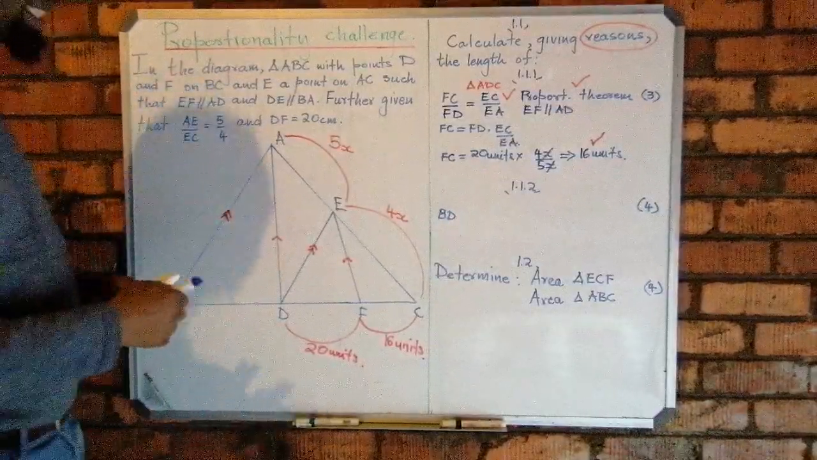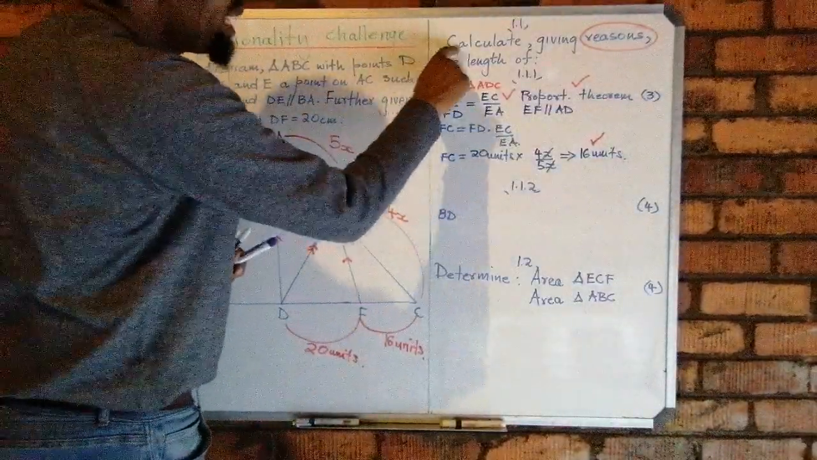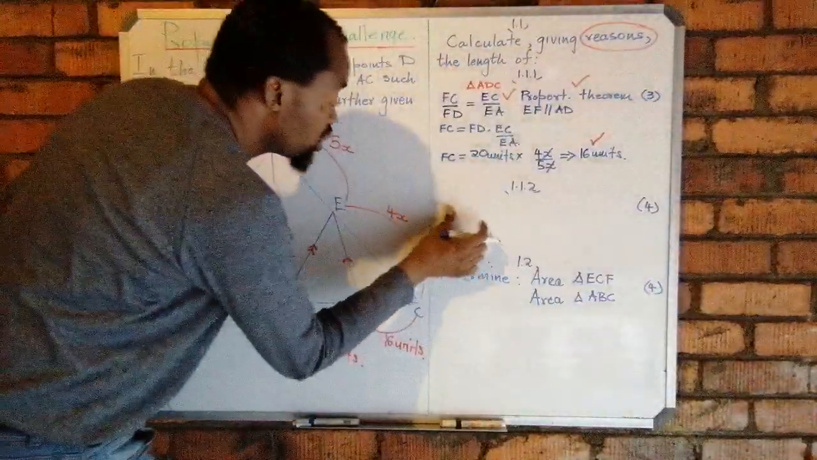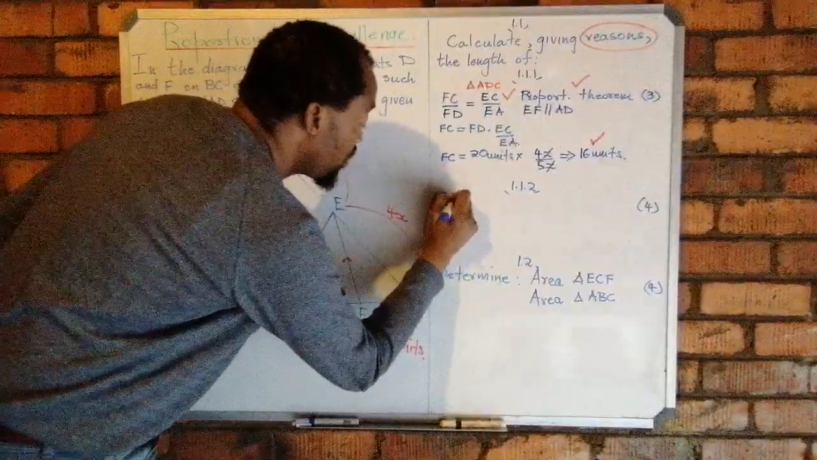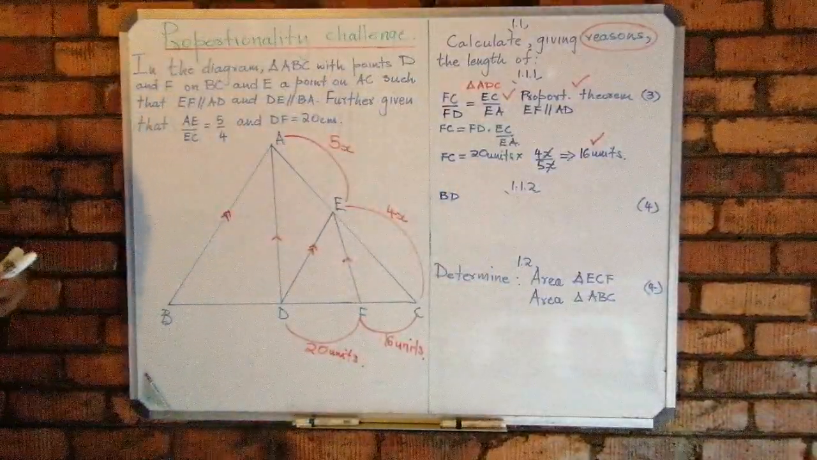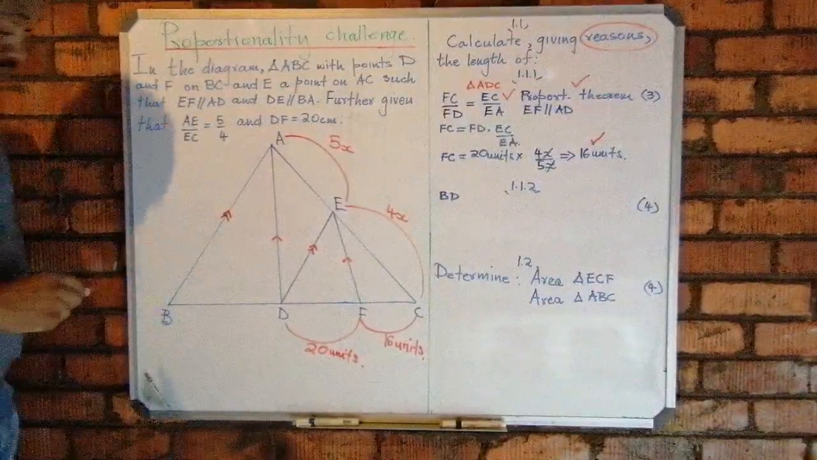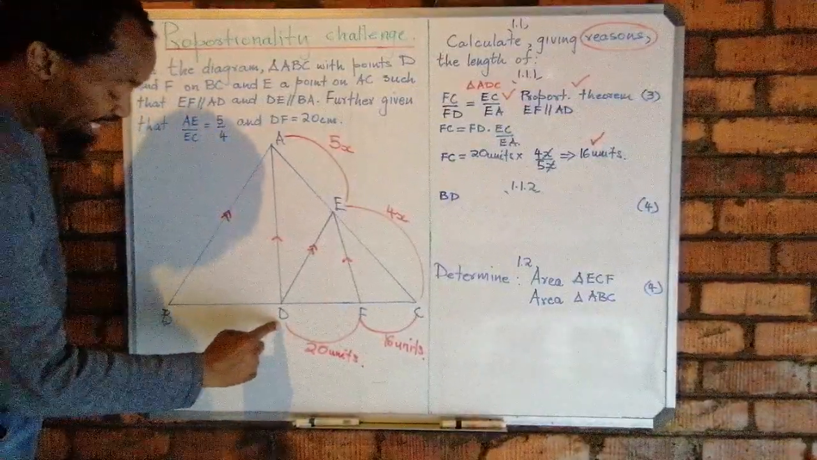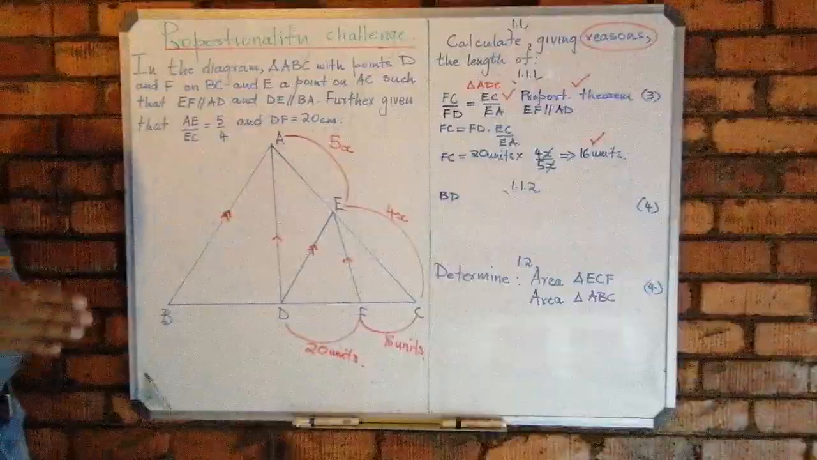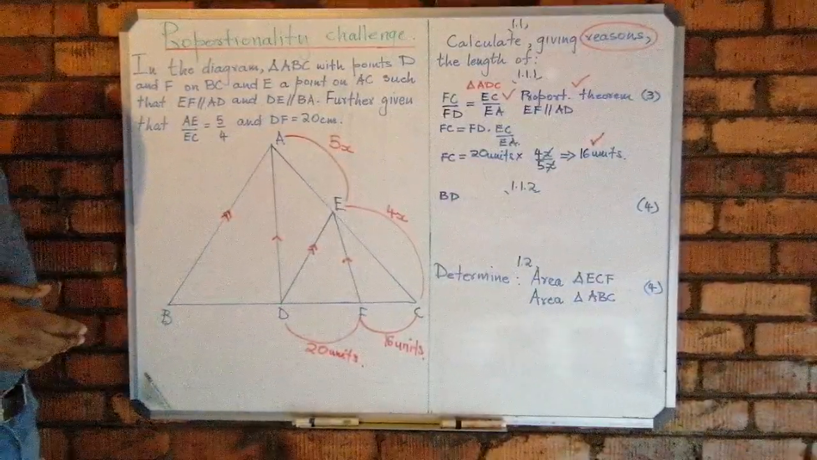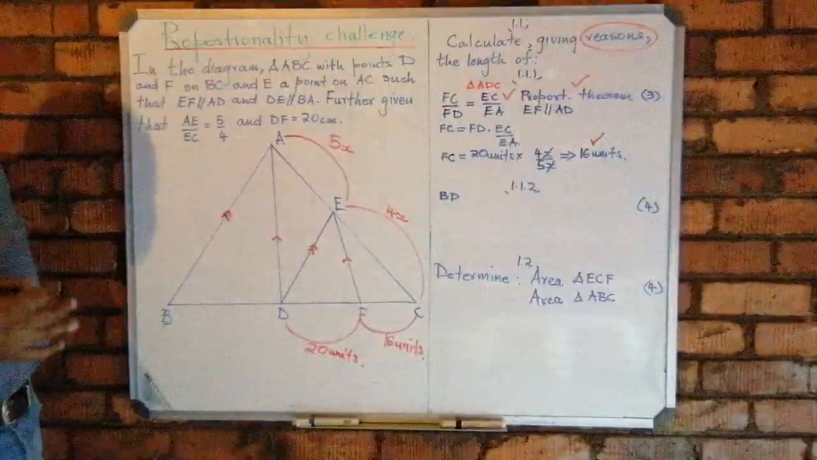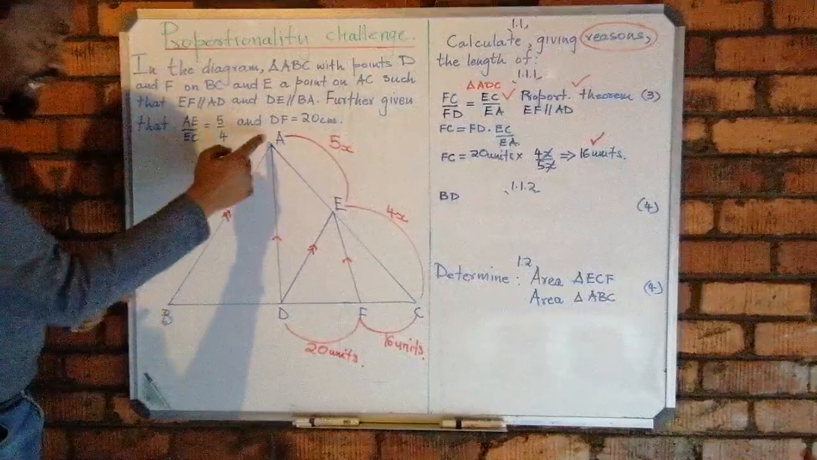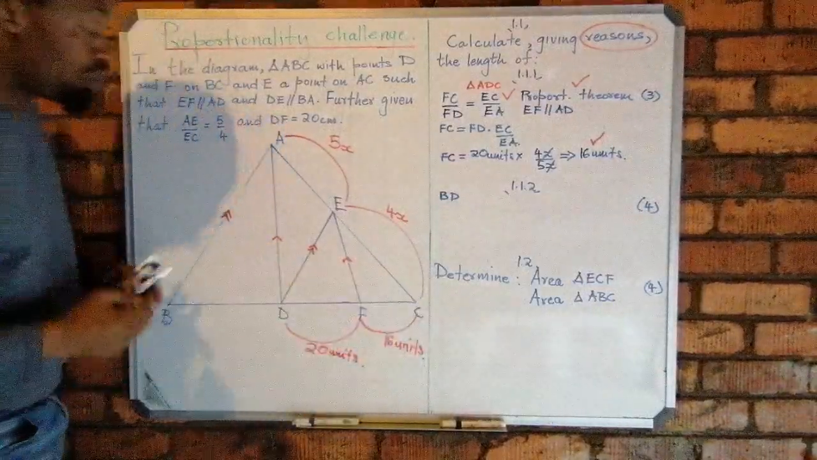The next one is saying, I must calculate, giving reasons again, the length of BD. Let's push it a bit upwards there so that we have space. I now want the length of BD. I look at where BD is. BD is there. Now, I want a triangle that has got three things that I know and one that I'm looking for. Let's look at triangle ABC now.